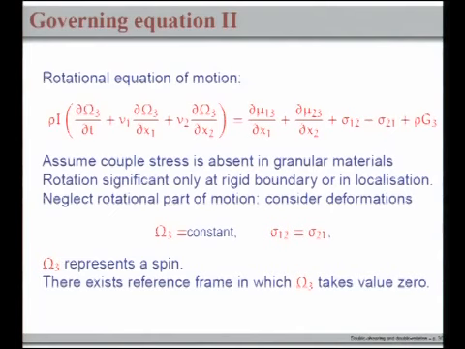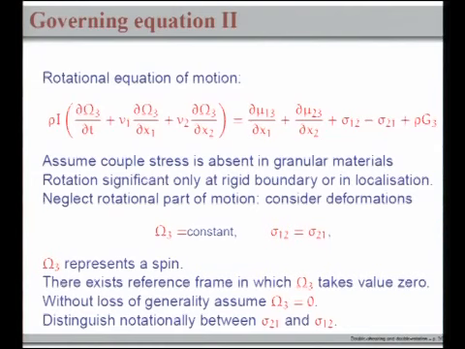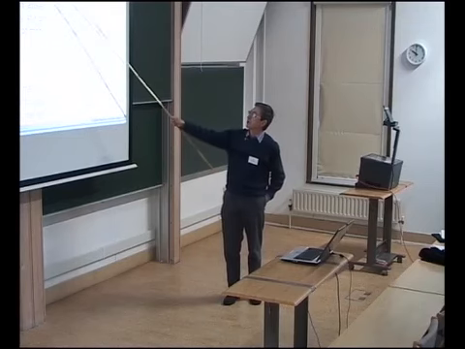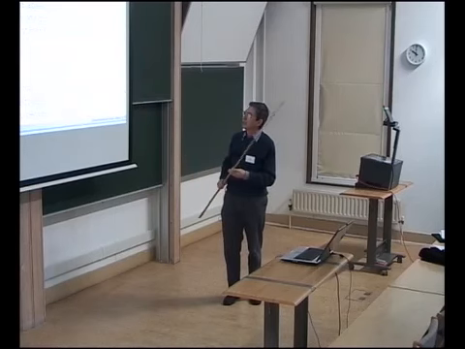Omega 3 is a constant. Well, it represents a spin, so I guess if it is constant everywhere, I can choose a frame of reference where it takes the value 0. And so, if possible, I will, without loss of generality, assume, in fact, that it is 0, that I am in such a frame of reference. Nevertheless, I will continue to distinguish between sigma 1,2 and sigma 2,1. That's so in case suddenly omega 3 becomes non-zero, then I can easily take it into account.